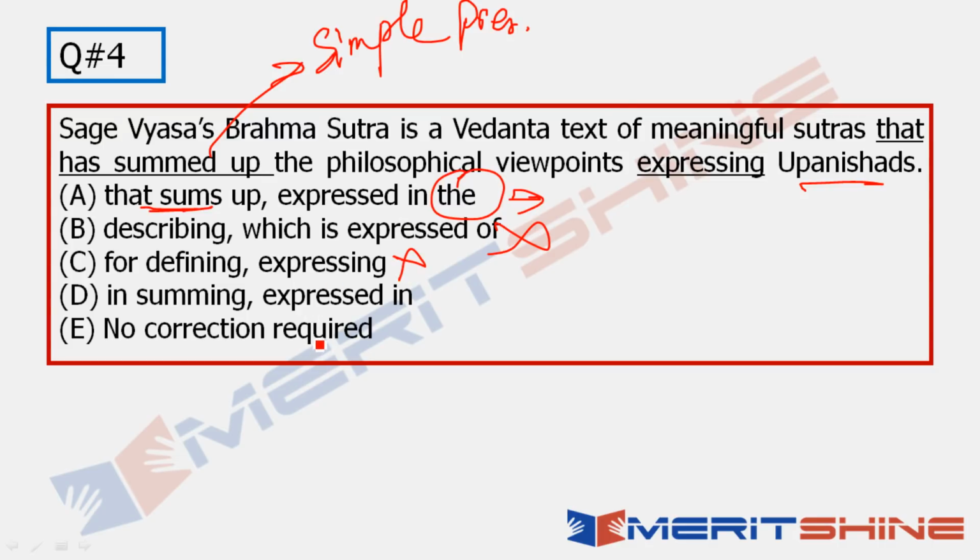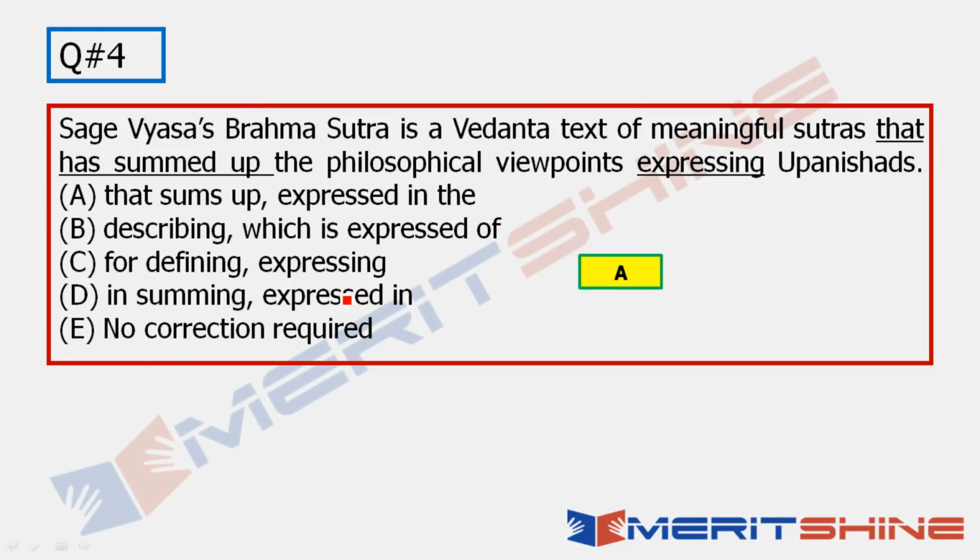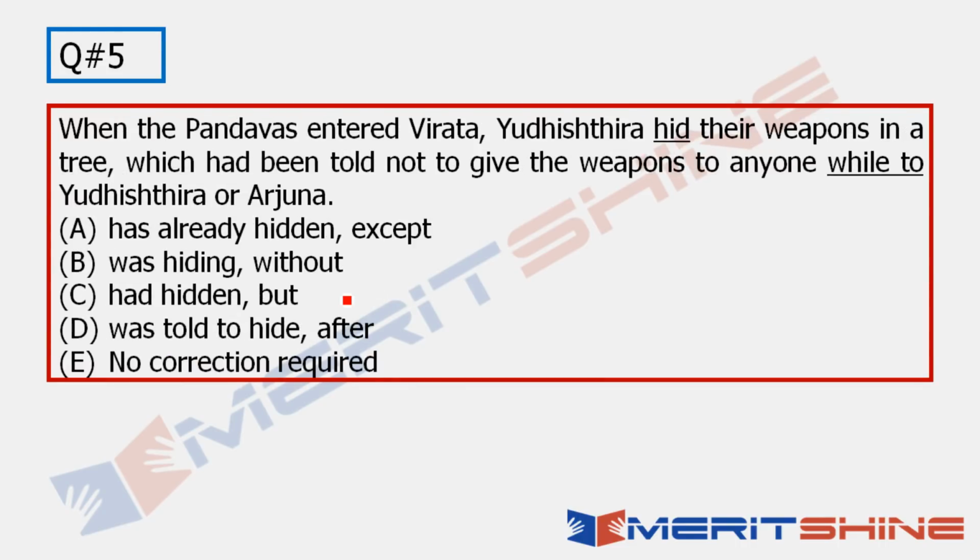In summing up the philosophical viewpoints expressed in the Upanishad, first of all, in summing, you needed an up. In summing up, there is no up here. In summing the philosophical is wrong. Okay, so B, C, D wrong, therefore only A can be the answer. Clear? Chalo.